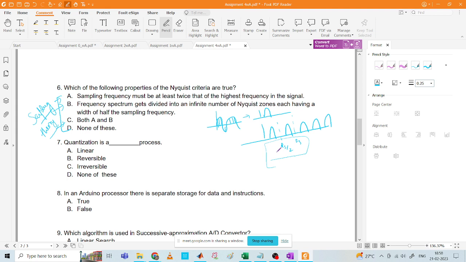6 is a C, sir. A, only A. Sorry? 6 answer is A, I think. B also, correct? I'm not able to hear you. So 6, irreversible, sir, answer. Quantization is an irreversible process. Yes, but can anyone tell me why?